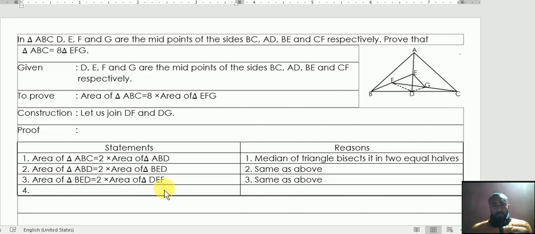If you combine all three statements, you get the area of triangle ABC is equal to 2 multiplied by 2 multiplied by 2, which is 8 times the area of triangle DEF. And the reason is from statements 1, 2 and 3.